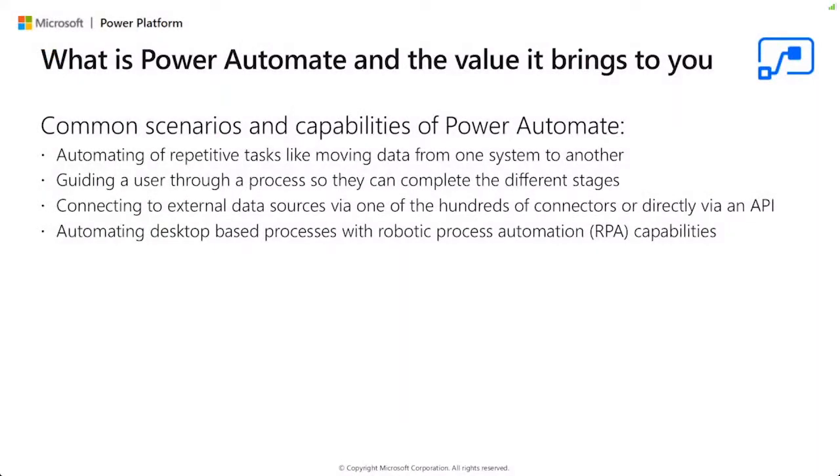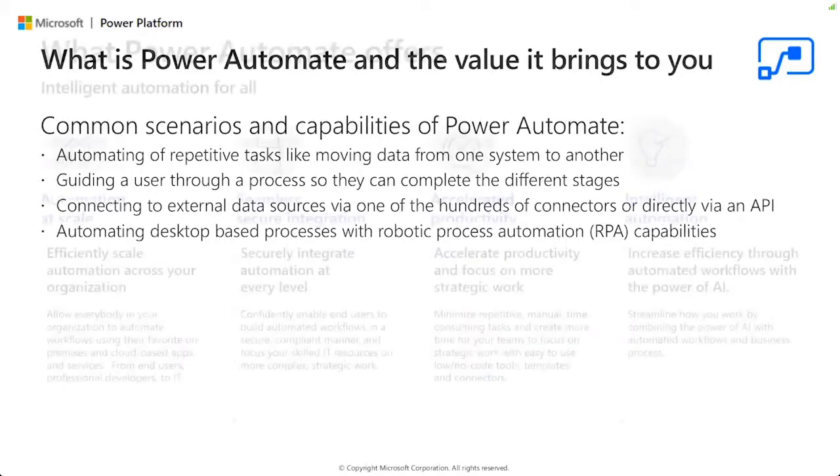Power Automate using different scenarios and capabilities of Power Automate. So, like automating repetitive tasks, like moving data from one system to another, guiding a user through a process so they can complete the different stages, connecting to external data sources via one of the hundreds of connectors or directly via an API, and automating desktop-based processes with robotic process automation or RPA capabilities.